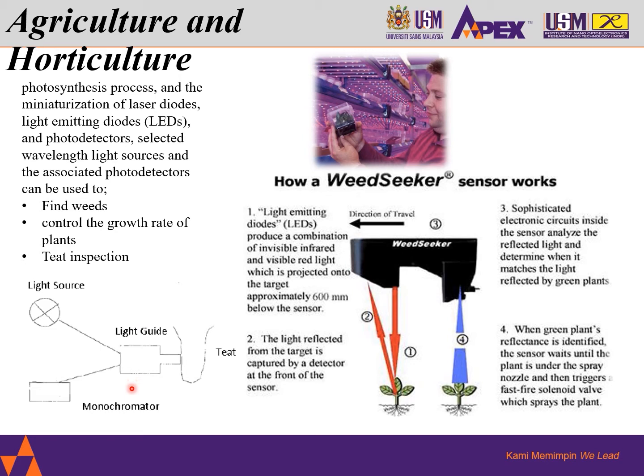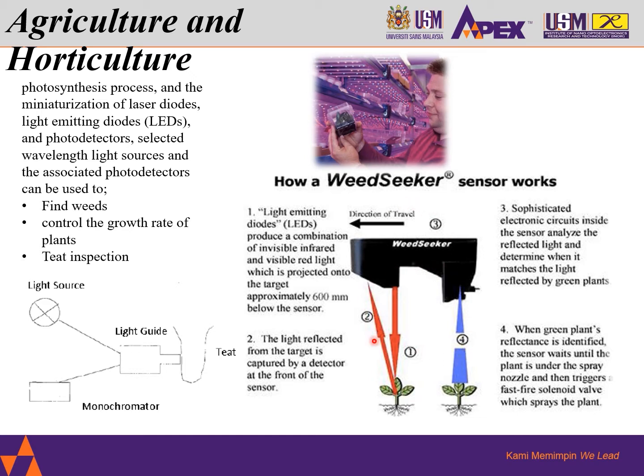For example, for the teeth inspection, this is the diagram. This is the teeth that was targeted, and light source, light guide, and the monochromator. For a weed seeker, or the hemp that we know here, this is an example of an application for the weed seeker.